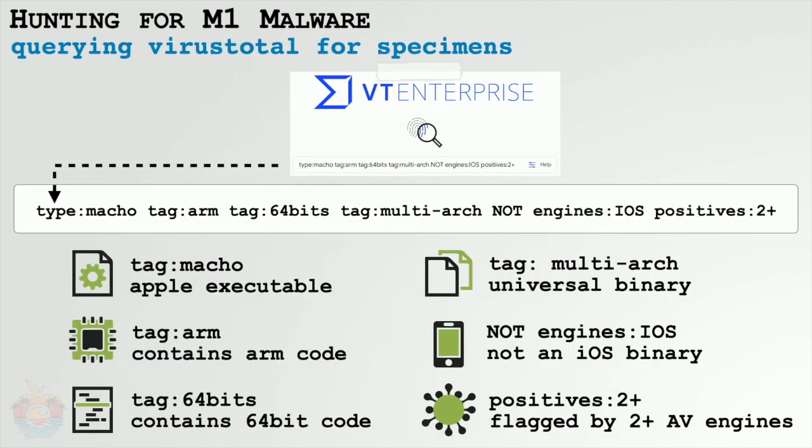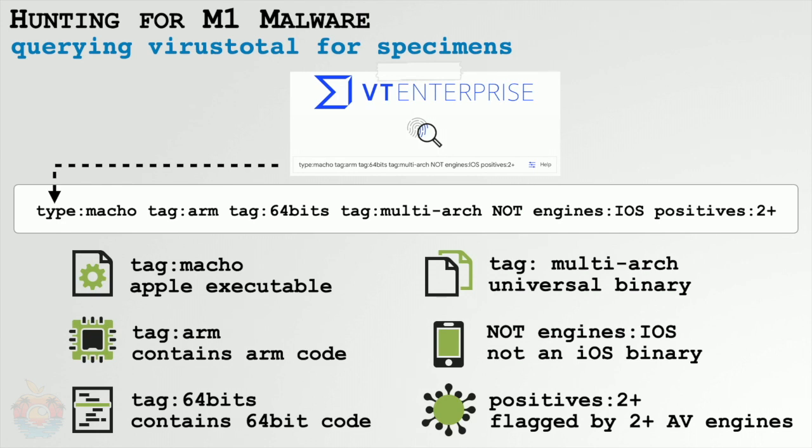So once I gained an understanding of what an M1 binary would look like, I decided to go hunting. I don't have access to customer data, so really the only option I have as an independent security researcher is VirusTotal. VirusTotal has done a great job collecting a corpus of files, but also making it available to researchers' accounts. So here's the search query I used.